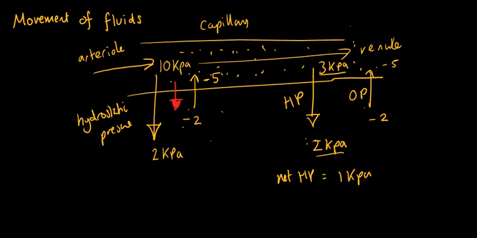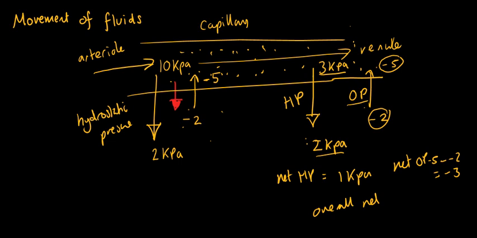Then I'm going to need to calculate my net oncotic pressure, which is going to be minus 5 minus 2, which is going to give me minus 3. And then my overall net pressure, which is going to be 1 plus minus 3, and that is going to give me minus 2.